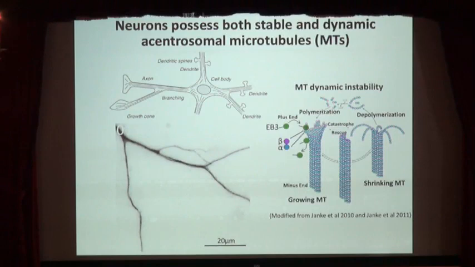So a fraction of these microtubules can be highly dynamic, as shown here labeled by EB3 at microtubule growing plus ends in hippocampal neurons. They constantly undergo dynamic instability, which is characterized by four parameters: microtubule growth, microtubule shrinkage, catastrophe, which is the transition from growth to shrinkage, and rescue, which is from shrinkage to growth.